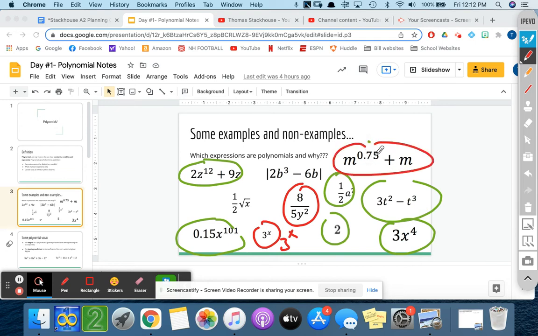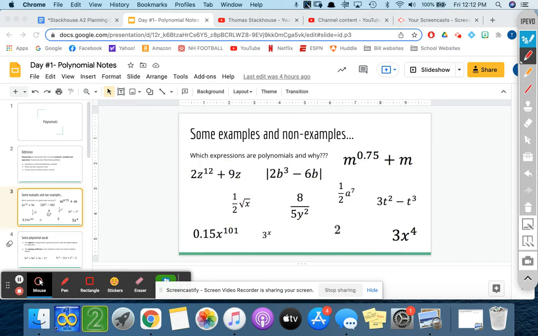This one's out because of the decimal exponent. This one's out because if I rewrote the square root of x, that's the same as a fraction in the exponent of 1/2. So that's out. And then we have those absolute value symbols, so those are out too. So examples versus non-examples.